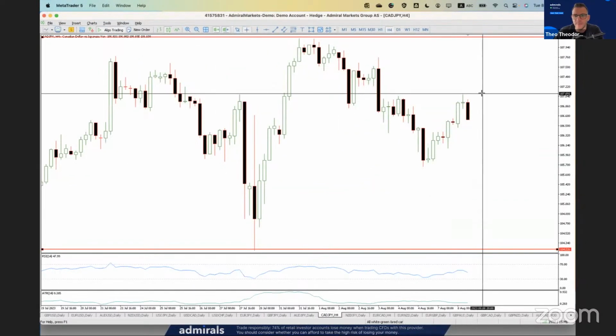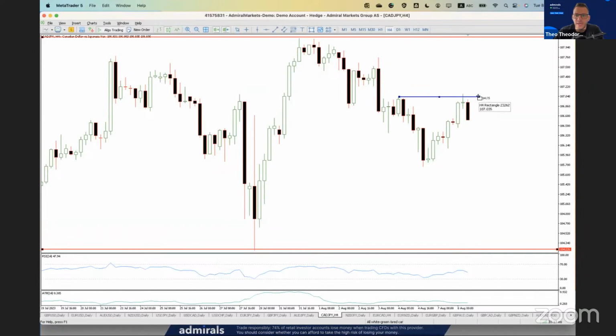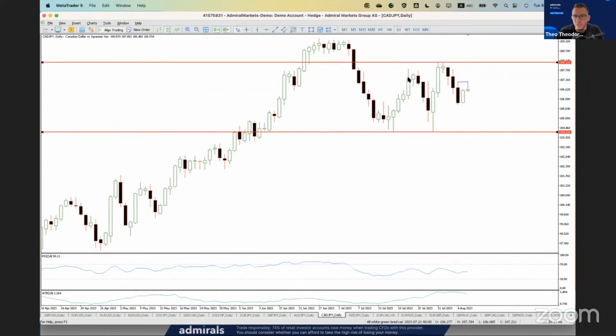CAD JPY, Canadian dollar weakness identified in general with the Aussie. And yesterday there was price action from this resistance, indicating that price can push lower, and it does. And that's the 4-hour chart.